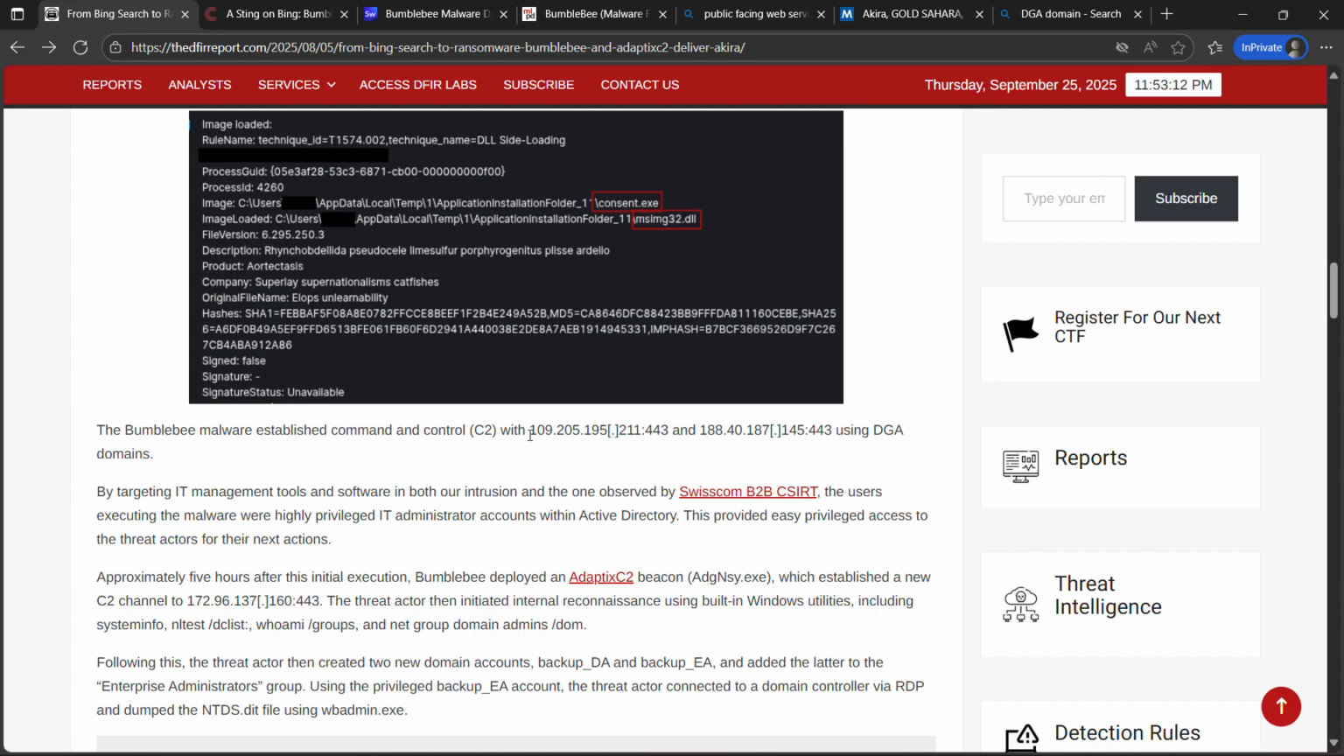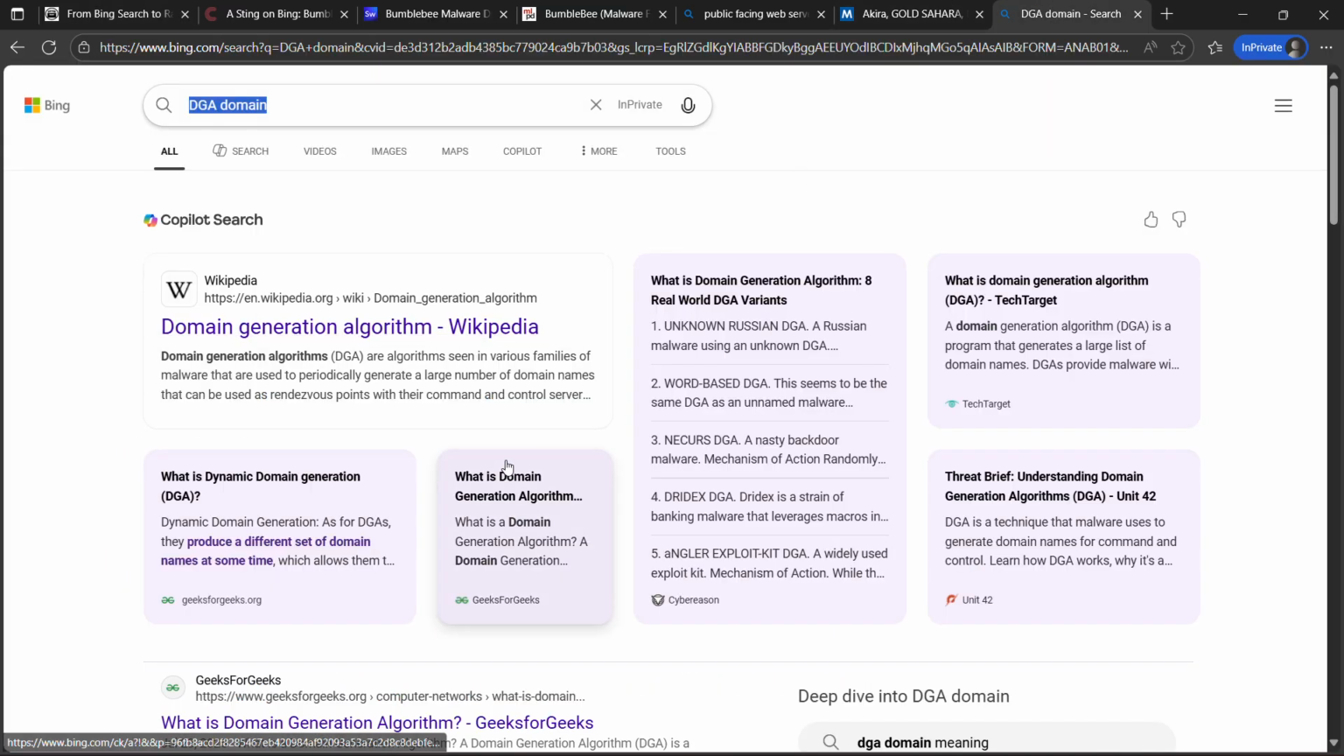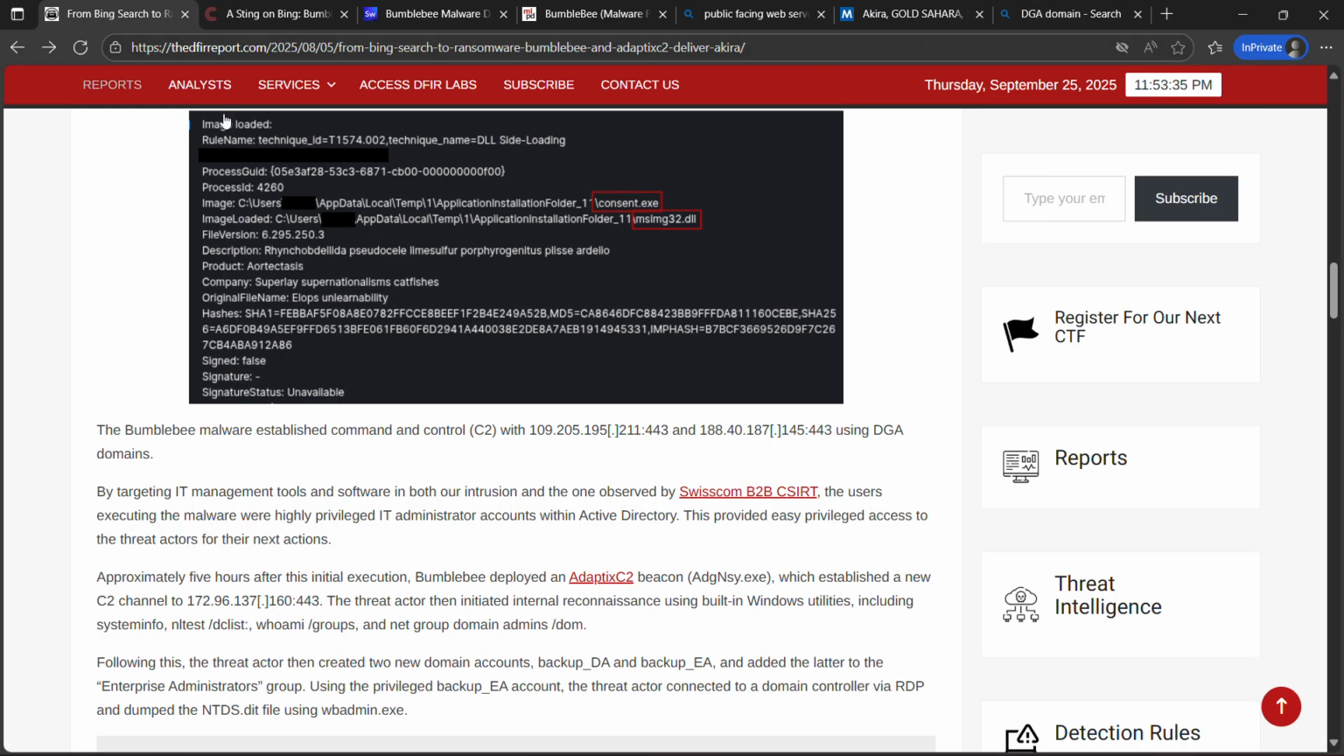So these are the names. So these are the IP addresses in which the command and control are established. But it's made with DGA, so it's not really traceable. Is that right? Yep. That makes sense.